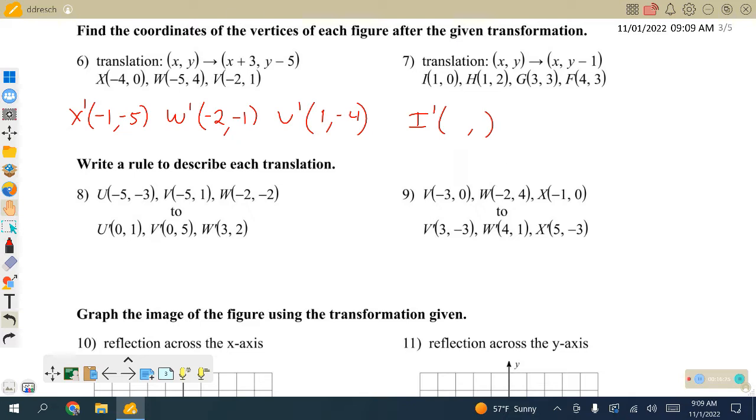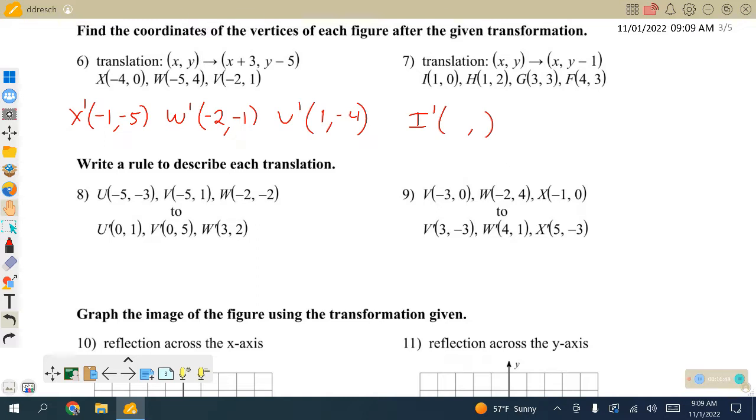1, negative 1. Did you move anything on the x's? No, because they told you not to. If they told you to move, they would have a plus 5 and minus 6 there. But because it's just x, you keep that locked in that place, and all you're doing is taking everything and going down 1 unit.